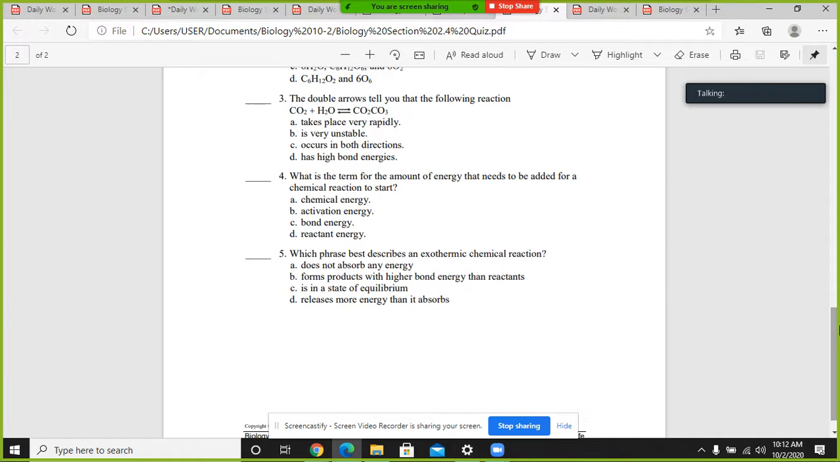Okay. Number 4, what is the term for the amount of energy that needs to be added for chemical reaction to start? Esa es bien fácil. ¿Quién me dice? ¿Qué es lo que necesitamos? La C. La C, ¿verdad? No, la B, perdón. Activation energy. La energía necesaria para empezar una chemical reaction. Okay? Activation energy. Bond energy es la energía que se necesita para. Exacto. Pero activation energy es para comenzar la reacción.